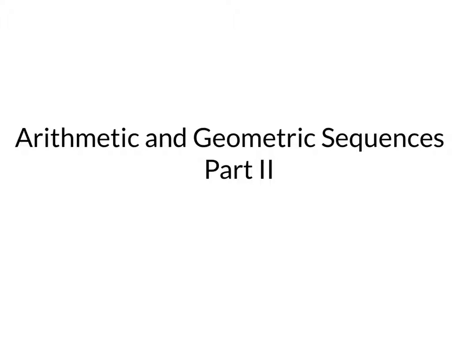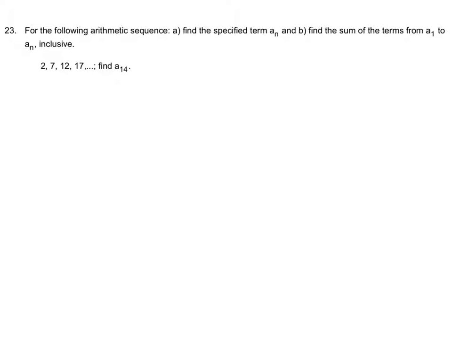Arithmetic and Geometric Sequences Part 2. For the following arithmetic sequence, A, find the specified term an, and B, find the sum of the terms from a1 to an inclusive. First, we're going to find an, which is A14. That means that I'm going to find the 14th term in the sequence.